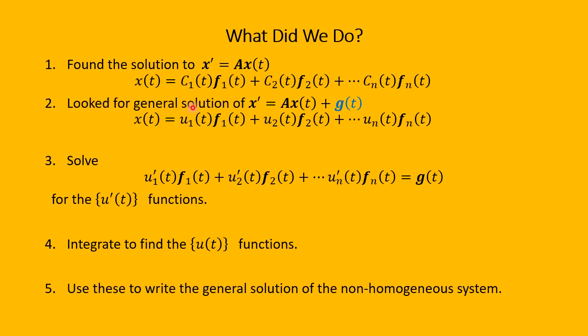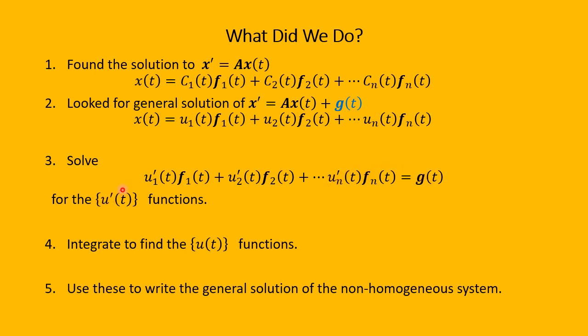Secondly, we looked for a general solution to the non-homogeneous problem. X prime equals A x of t plus g of t, and it had this form: u sub 1 of t times f1 plus u sub 2 of t times f sub 2 plus all the way through u sub n of t times f sub n. To find these u functions, we solved this equation: u1 prime f1 plus u2 prime f2 plus all the way through un prime fn equals g of t.